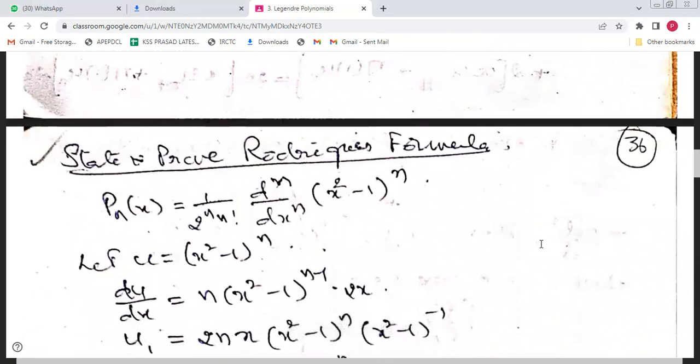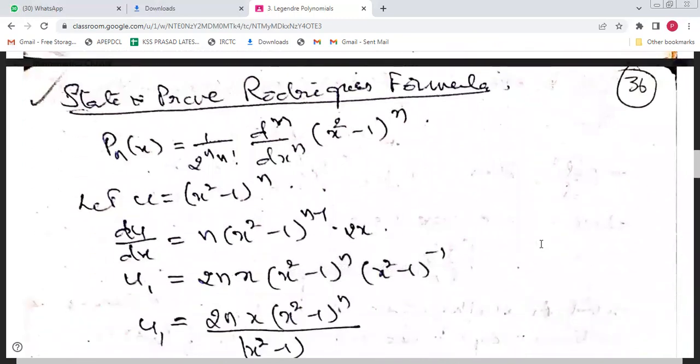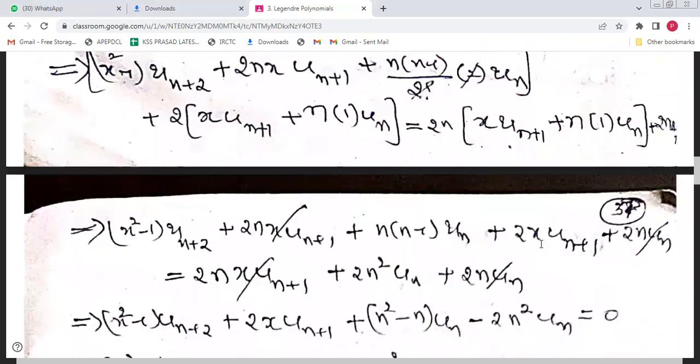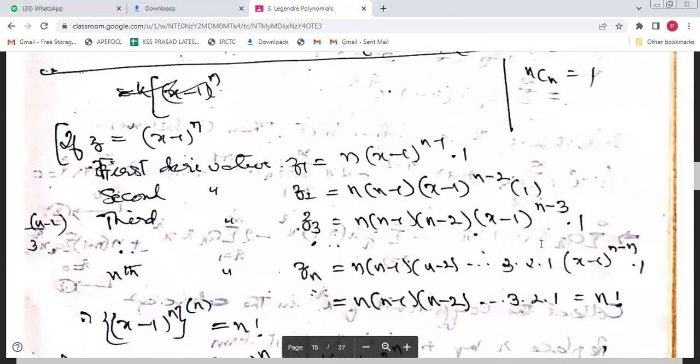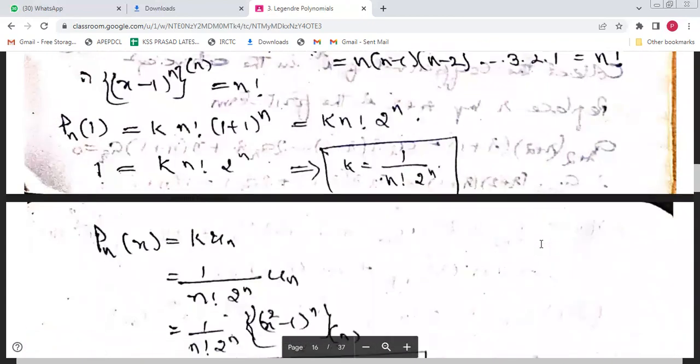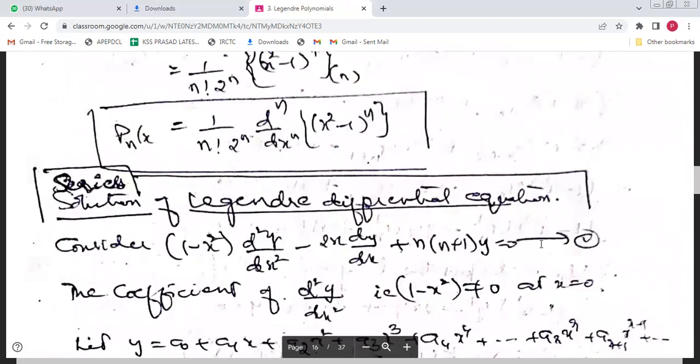Now, this Rodrigues formula we have covered in the last class. Do you like to have this Rodrigues formula? Those who are interested can ask me. We'll go further.